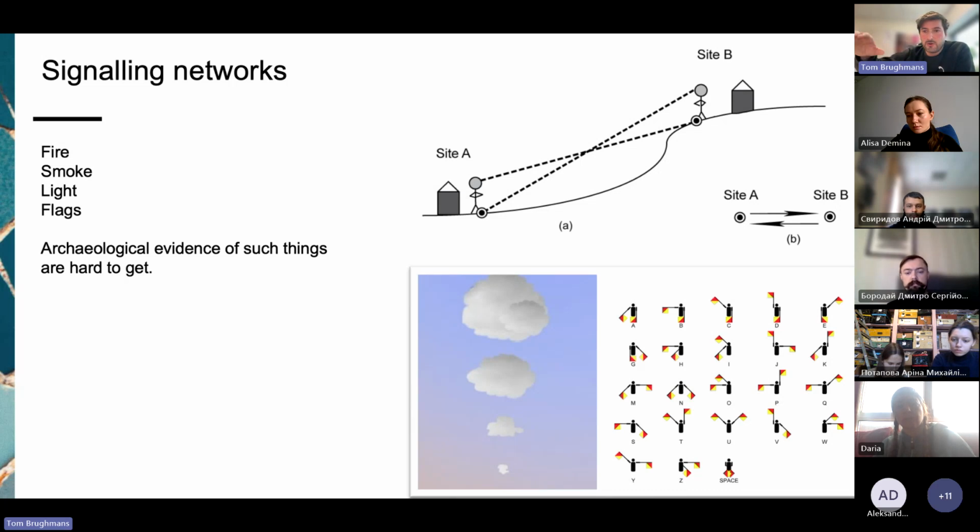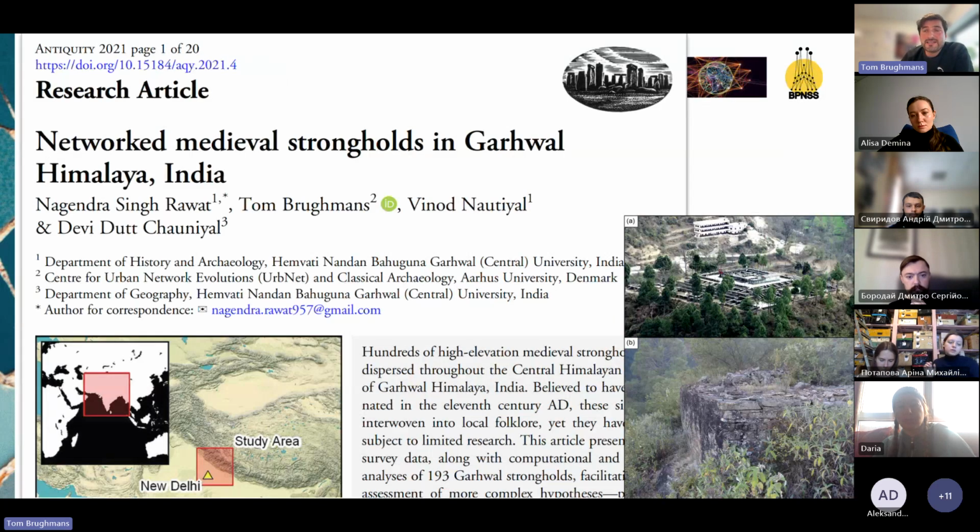You could see resource extraction areas. You could control neighboring villages. Or perhaps from this settlement, you could send a visual signal using flags, smoke, or fire to another settlement that was visually prominent. It could function as a visual signaling network. Again, this has been studied very frequently using network research.